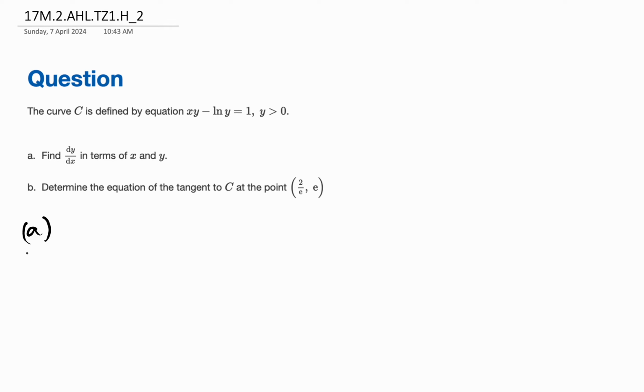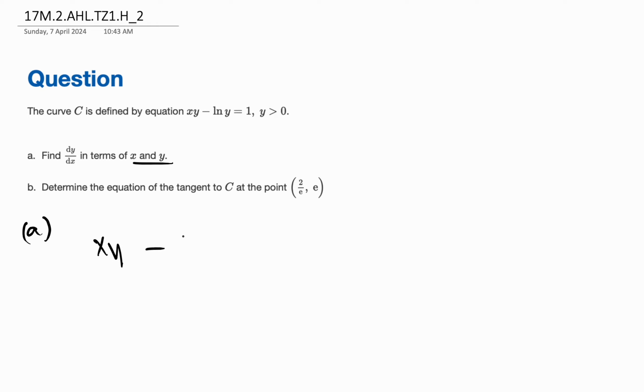A. How do we find dy by dx in terms of x and y? Well, the reason they say in terms of x and y is because this equation has both variables inside of it. So when we differentiate it, we will get dy by dx because it's an implicit differentiation that we're doing here. So let's actually differentiate and see what happens, right? So we have xy minus ln y is equal to 1. We need to differentiate the right side and the left side.